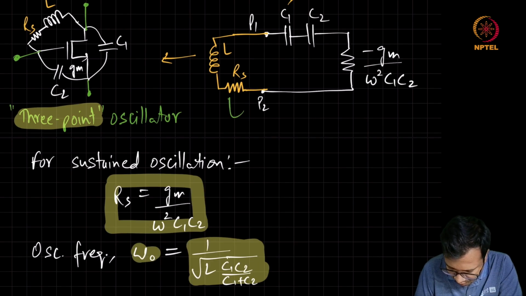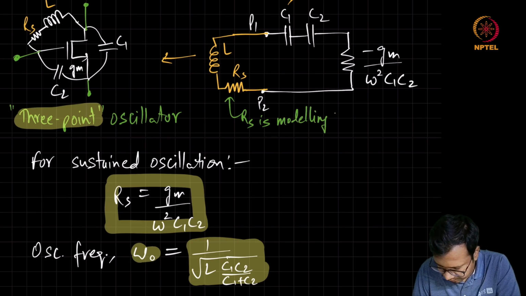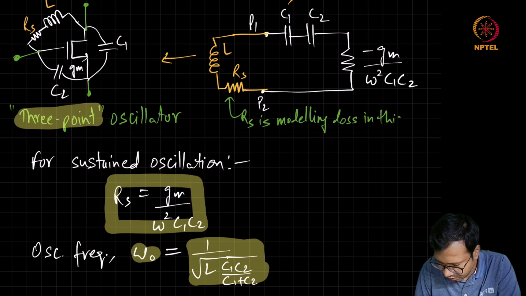So here Rs is modeling the loss in this series network.